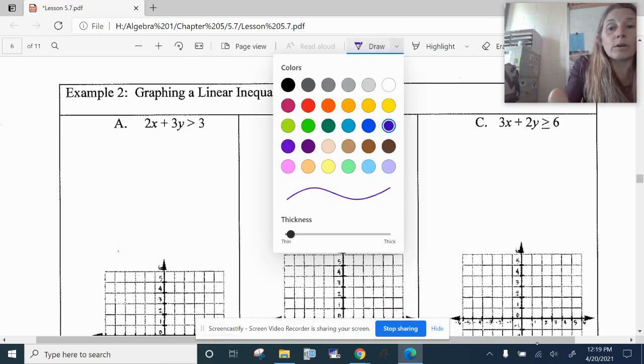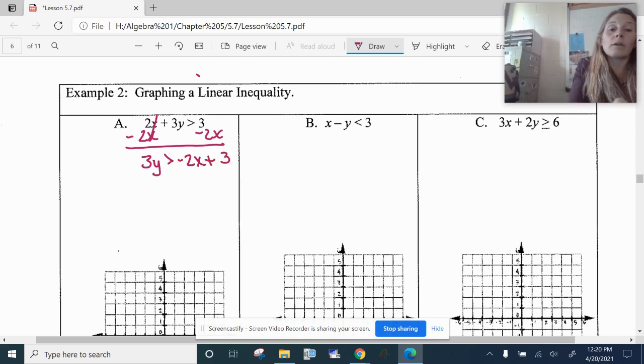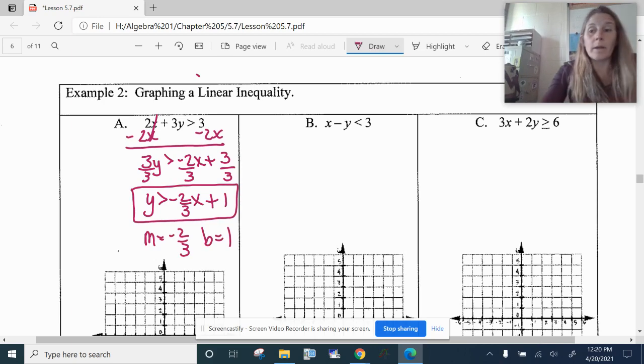So the first one here, I'm going to move my 2x over. So now I have 3y is greater than negative 2x plus 3. And now we're going to divide everything by 3. So y is greater than negative 2/3 x plus 1. So my slope is negative 2/3 and my y-intercept is 1.